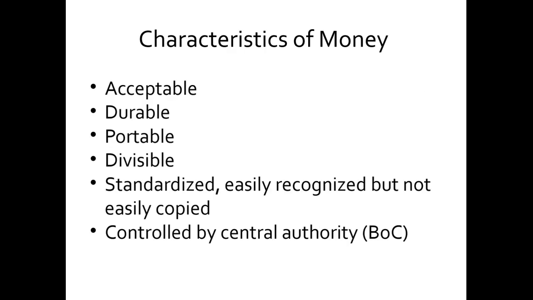Then we have characteristics of money. So money should have these characteristics. Number one, acceptable. So it should be acceptable by everyone. Durable, otherwise you can't keep as a store of value. Portable, is much easy to carry with you. Divisible, is standardized, easily recognized but not easily copied, and controlled by central authority. So in the case of Canada, it is Bank of Canada. So these are characteristics of money.